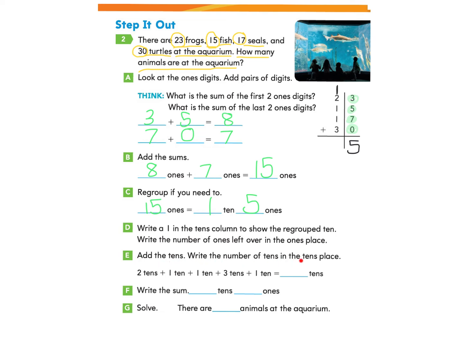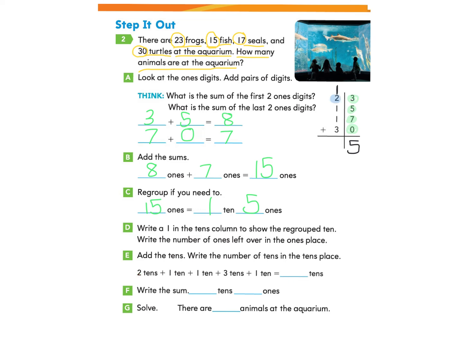Write the number of tens in the tens place. There are 5 numbers in the tens place: 1, 2, 1, 1, and 3. And they have written this out here for us. They put it in a little bit different order, so they have 2 tens, 1 ten, 1 ten, 3 tens, and 1 ten. So we need to add all of these tens to get the total.